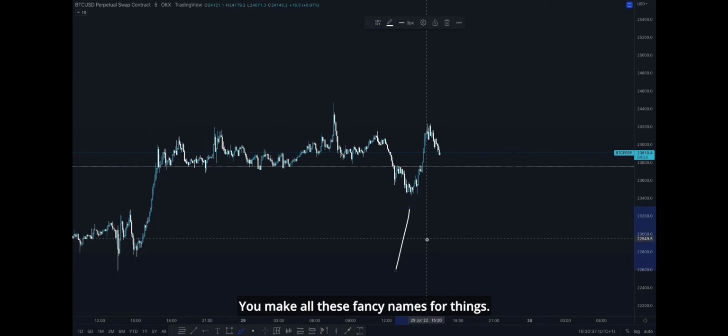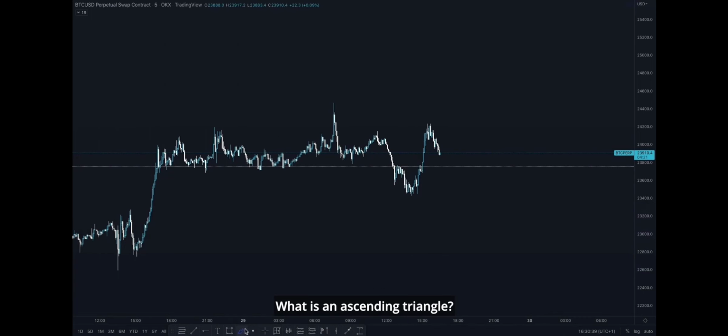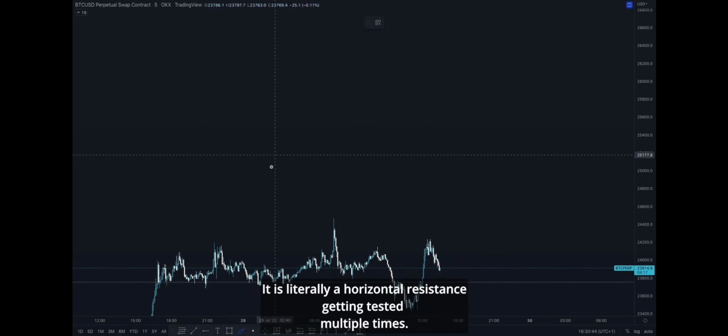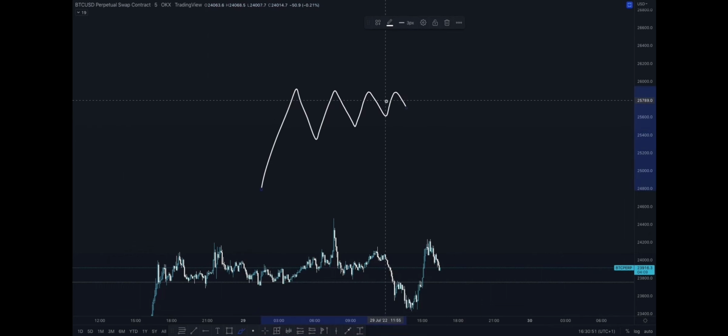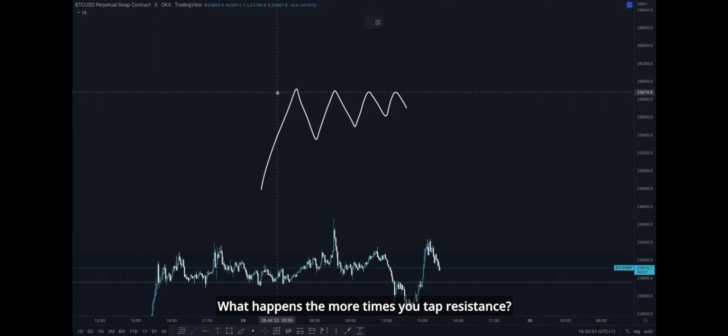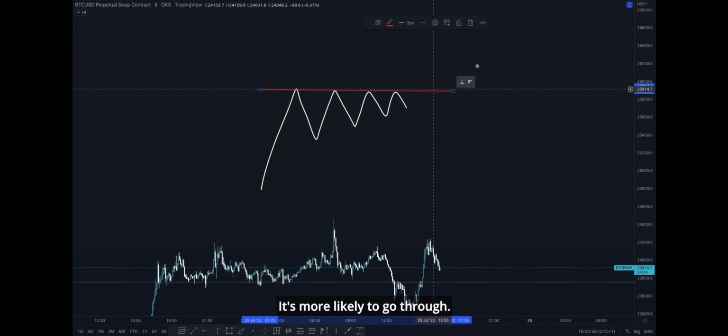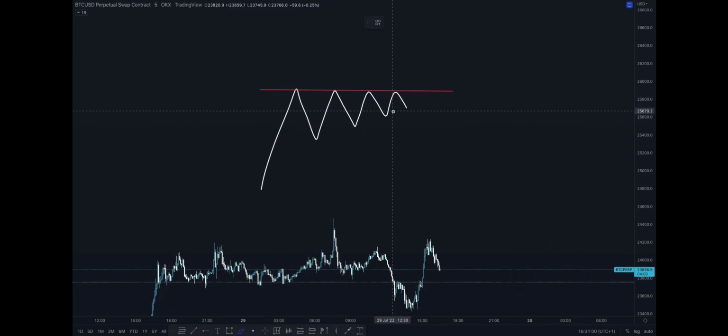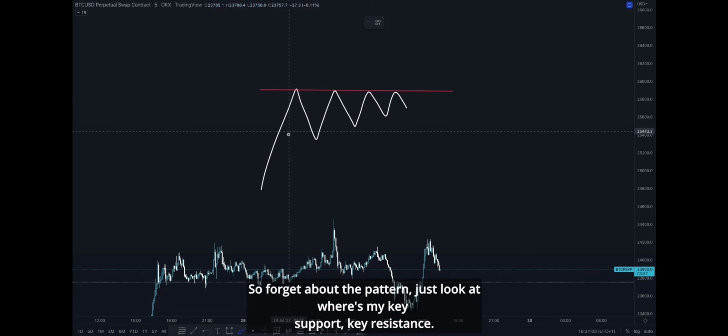Let's go back to the chart. You make all these fancy names for things. What is an ascending triangle? It is literally a horizontal resistance getting tested multiple times. You see that? What happens the more times you tap resistance? It's more likely to go through. So there's no mystical powers to it. It's just horizontal resistance.